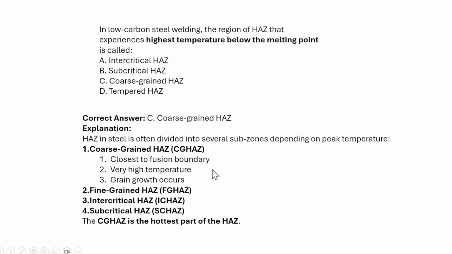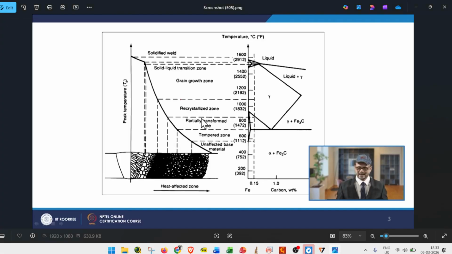The HAZ in steel is often divided into several subzones depending on the peak temperature. The coarse grain HAZ is closer to the fusion boundary, where at very high temperature grain growth occurs. Next is the fine grain HAZ, then the intercritical HAZ and subcritical HAZ, which are nothing but the recrystallization, partial transformation zone, and temper zone.